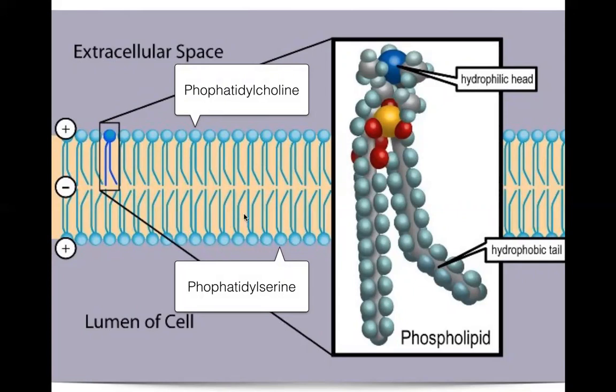We call this asymmetry. The outer leaflet is predominantly composed of phosphatidylcholine. On the other hand, the inner leaflet is predominantly composed of phosphatidylserine. Now, if phosphatidylserine happens to flip into the outer leaflet, this is actually a sign that the cell is undergoing what is known as programmed cell death.